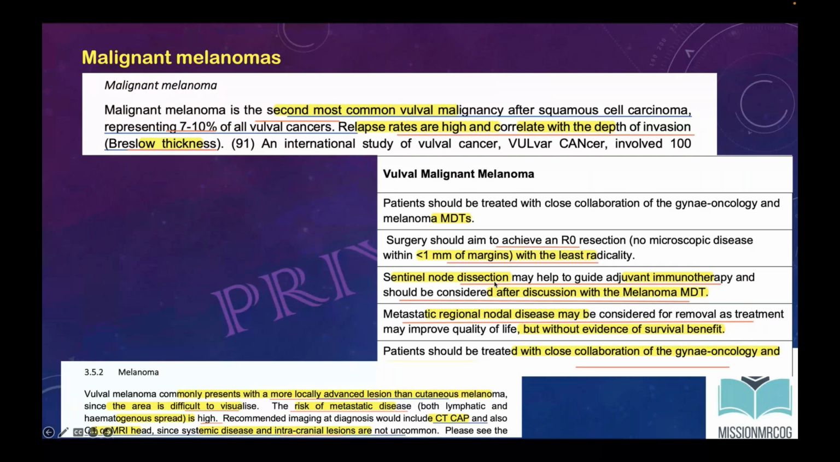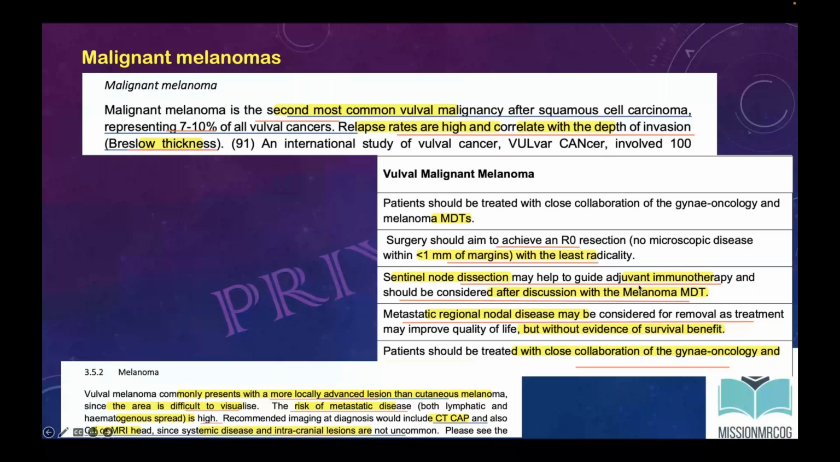It helps in guidance of adjuvant immunotherapy. Metastatic lymph node disease may be considered for removal as it may improve the quality of life, but evidence for survival benefit is not there. So usually in melanoma, lymph node dissection is usually not done. So sentinel lymph node dissection to find out whether the adjuvant immunotherapy will be helpful or not.